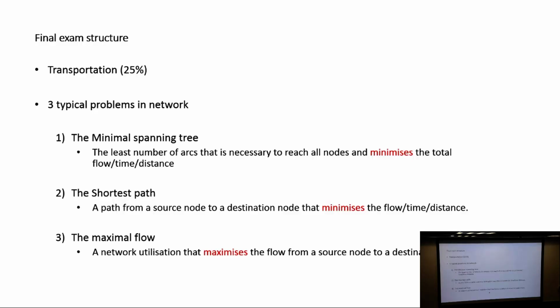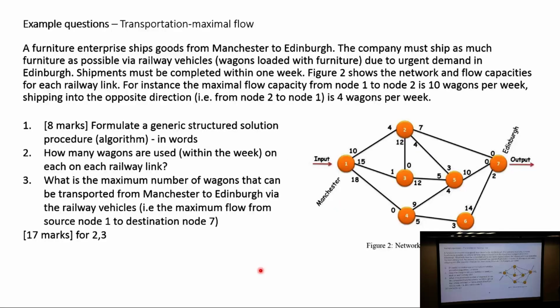Okay, so we try to do some questions. Usually this is one typical format of this type of question. We're given a certain network, and we give you a small business story. This one is about transporting from Manchester to Edinburgh through this network. The network is fixed, but you have loads of different numbers in here, so please read carefully about the meaning of those numbers. Here we have shown the network flow capacities. For instance, the maximum flow capacity from node 1 to 2 is 10 wagons per week, and the opposite direction from 2 to 1 is 4.